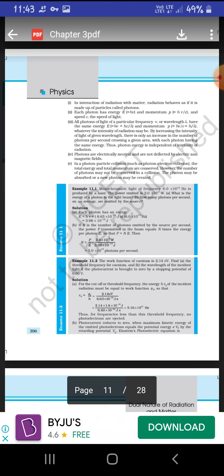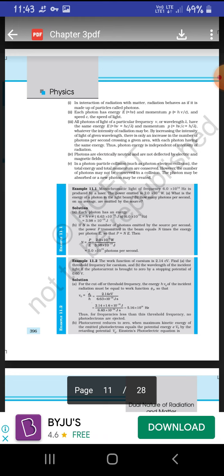Each photon has energy E, momentum p and speed c, the speed of light. All the photons of light of a particular frequency ν or wavelength λ have the same energy E and momentum p. Also, photons are electrically neutral and are not deflected by electric and magnetic fields.